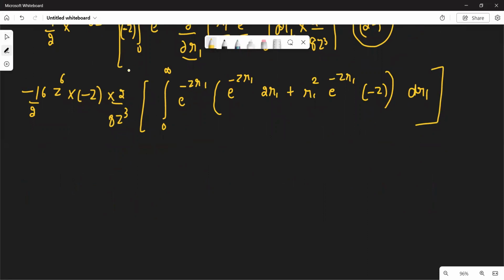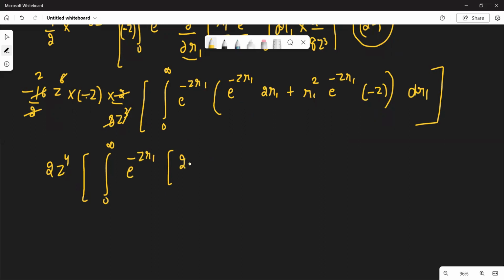Now write the next step. So we will cancel out the terms. Z cube will be cancelled out. This minus minus will be plus. 2 will be cancelled out. And the 16 also will be cancelled out with 8. So we are left with 2. Here we are left with z power 4. And now we will solve it.